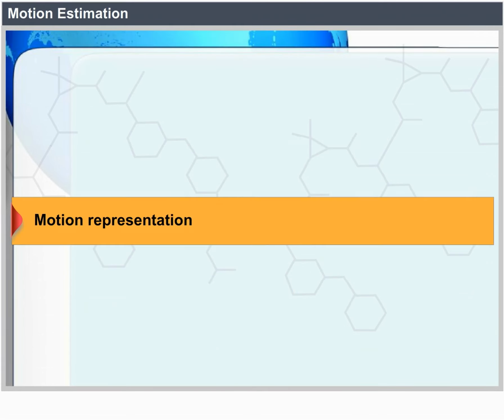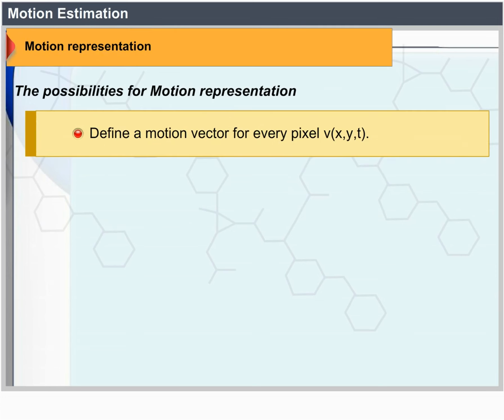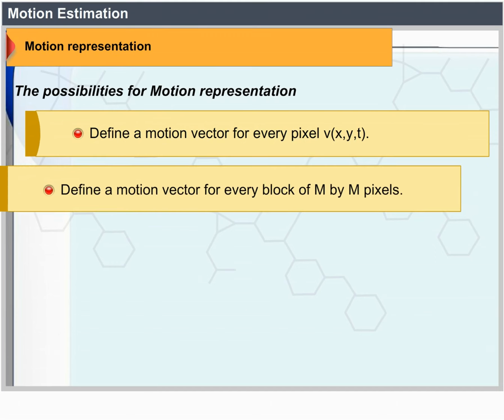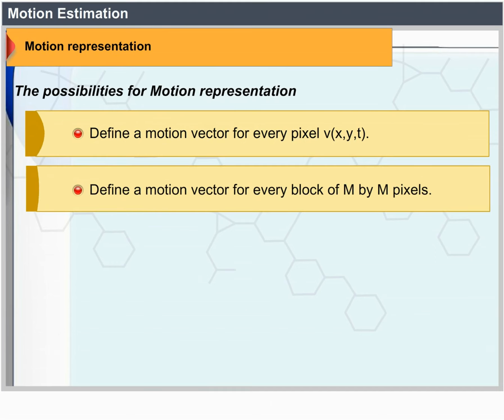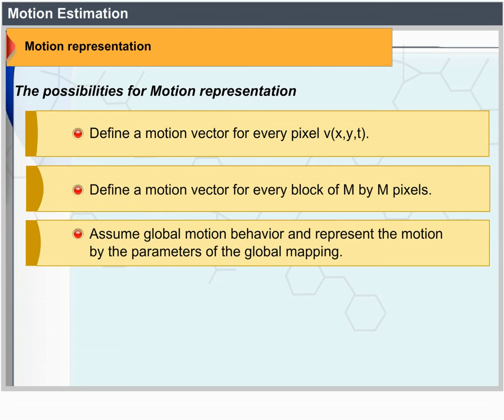Motion representation. The possibilities are: define a motion vector for every pixel, v of x, y, t. Define a motion vector for every block of m by m pixels. Assume global motion behavior and represent the motion by the parameters of the global mapping.